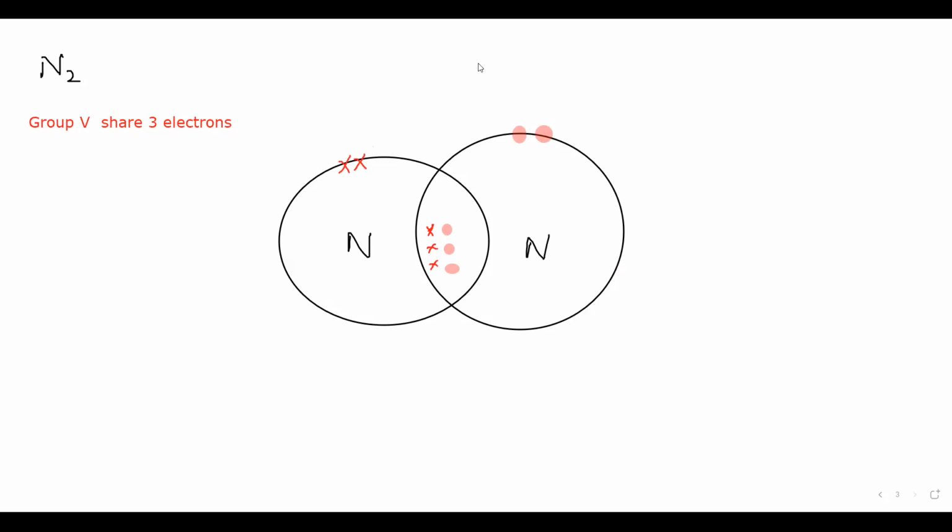And symbolically, how can we represent? Because one pair is represented by a single line, but there are 3 pairs, so we represent by 3 lines, which shows that there are 3 covalent bonds between the 2 nitrogen atoms. Is it clear, this example of nitrogen?